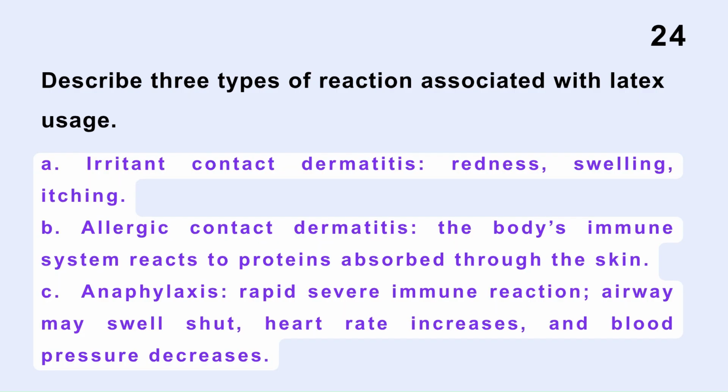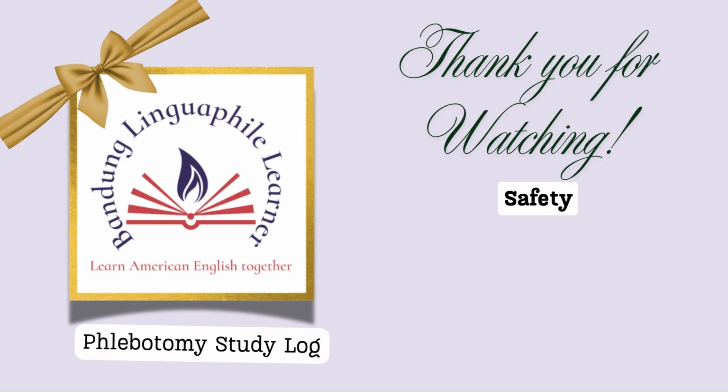A. Irritant contact dermatitis, redness, swelling, itching. B. Allergic contact dermatitis. The body's immune system reacts to proteins absorbed through the skin. C. Anaphylaxis, rapid severe immune reaction. Airway may swell shut, heart rate increases, and blood pressure decreases.